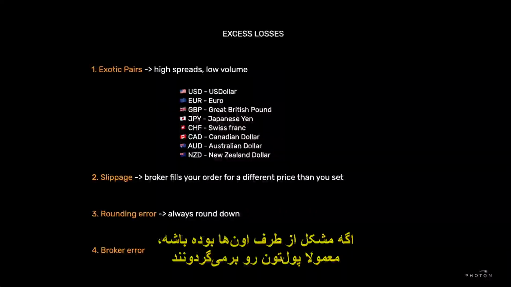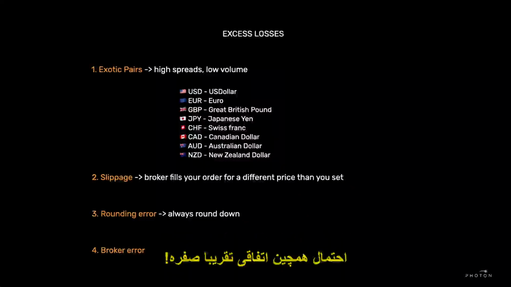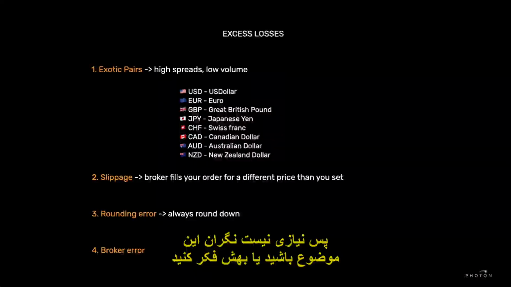If it is an error on their side, they will often refund your loss. But again, this is very, very rare. As long as you are using a reputable and regulated broker, it's extremely unlikely that this will ever happen. So it's not something you need to spend any time being concerned or worried about.